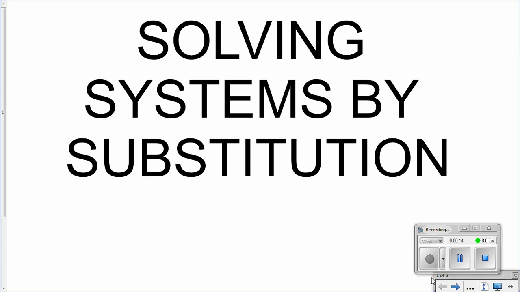Anyway, we're going to go ahead and get through this because it is a very short note packet. It's only one page front and back, so it should be a very quick video. Today, we're going to talk about solving systems by substitution.